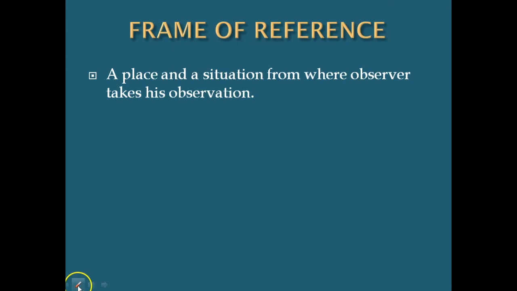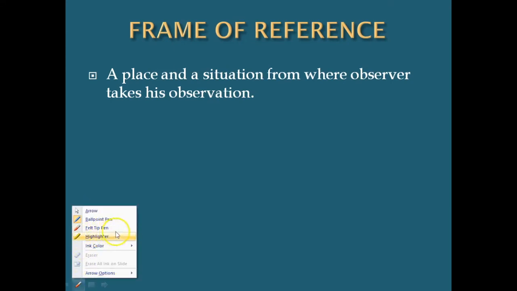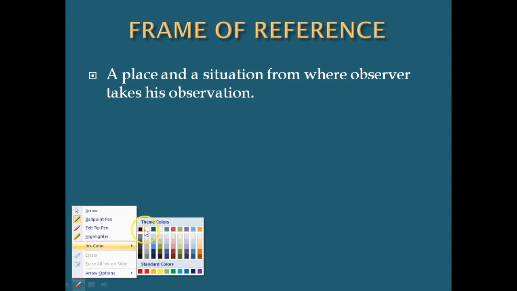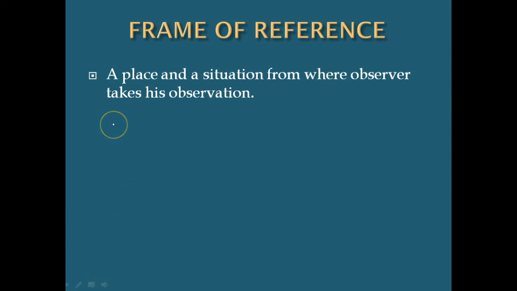Now let us see what is this frame of reference. How can we know that the object is at rest or in motion? In order to answer this question, we should consider a very simple example. You just imagine in your mind. Suppose a bag is lying in a train moving with a constant speed.